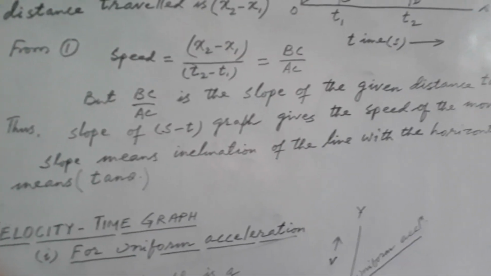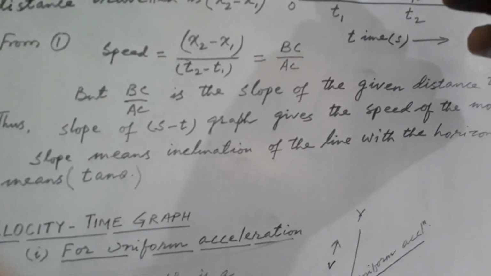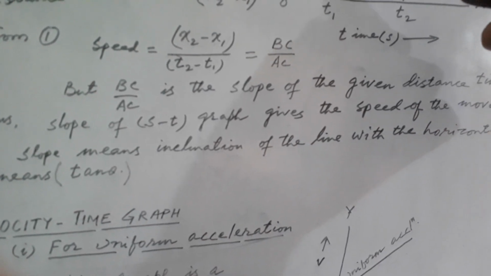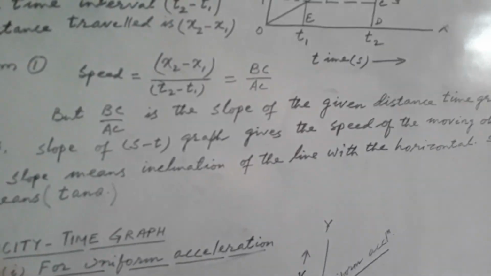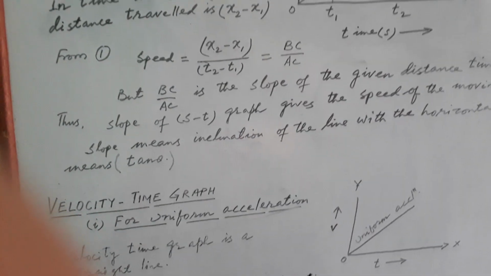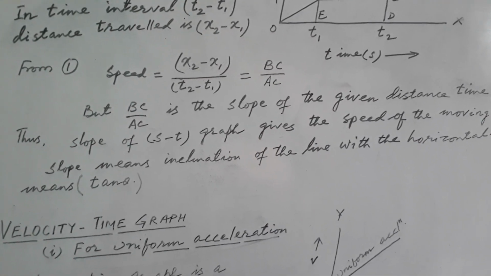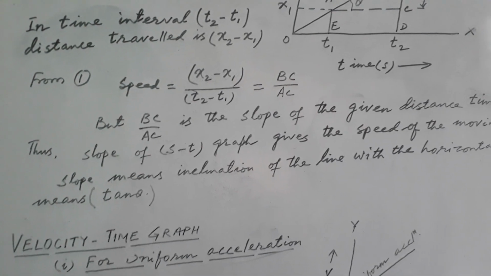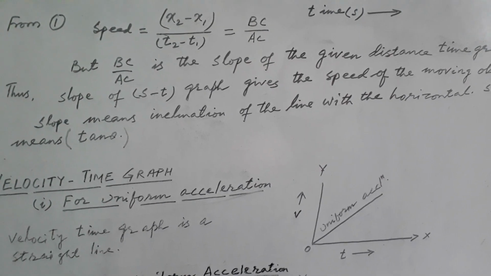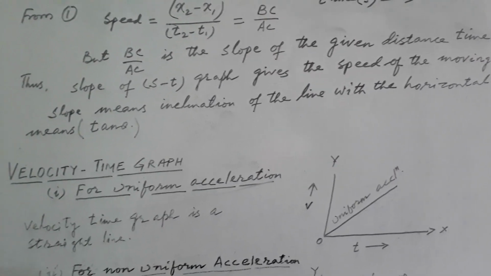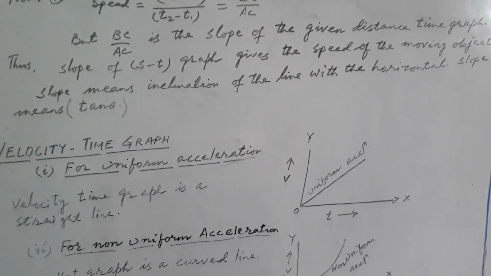This ratio is the slope of the given graph. This is the required line, and this is the slope, that is inclination of this line with the horizontal, which is also known as tan theta, and the ratio of tan theta in trigonometry is perpendicular by base. So this is the slope. So finally we are getting speed equal to slope of st graph. So we can say that if we want to find the speed using distance time graph, we can find the slope of the distance time graph. It will give us the speed.